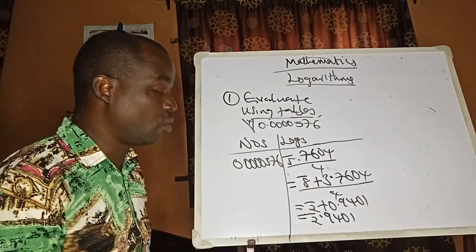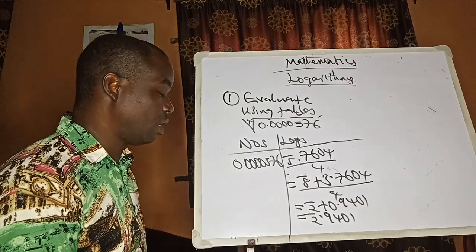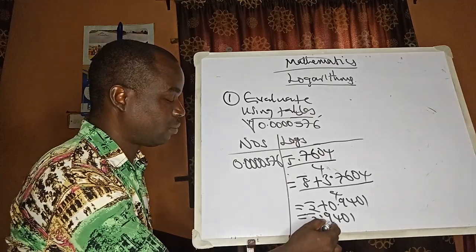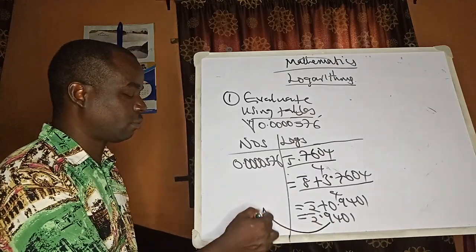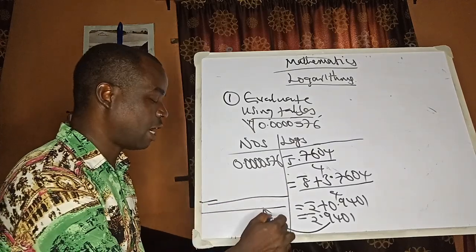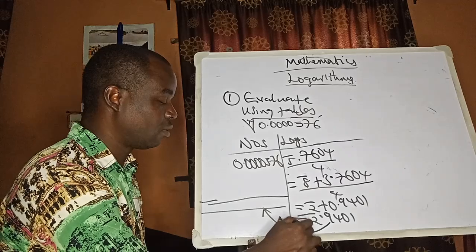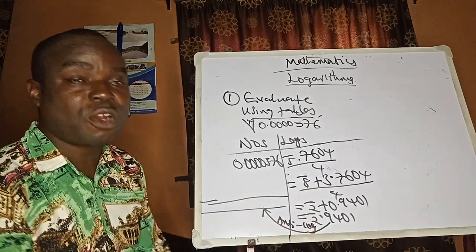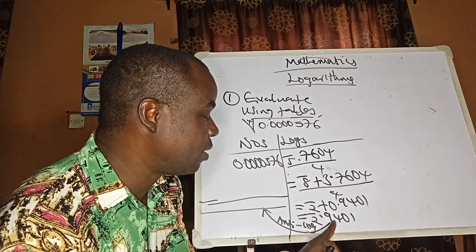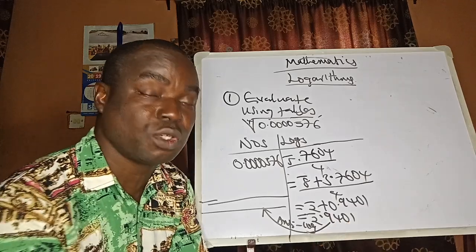You now find the antilog. Some people like doing it with an arrow like this. You now write here antilog. It's still the same thing. So let us find antilog of 0.94 under 0 difference 1. So you can follow me to check it.